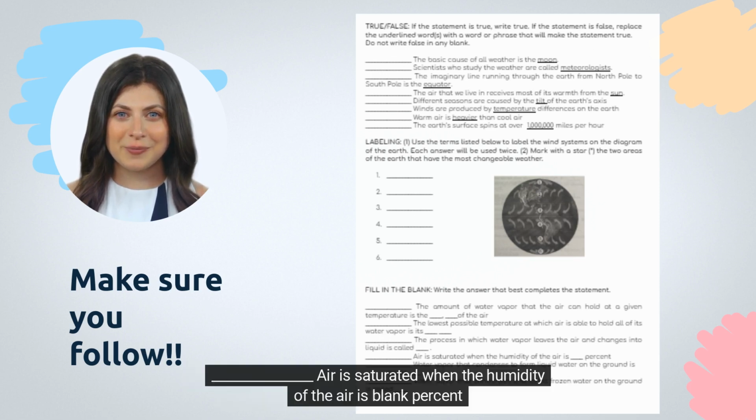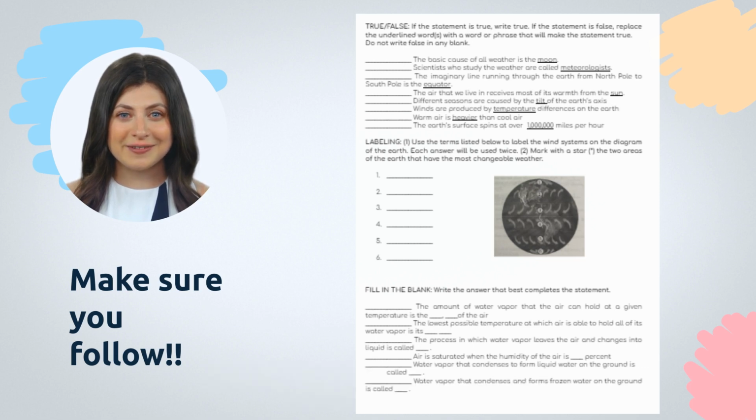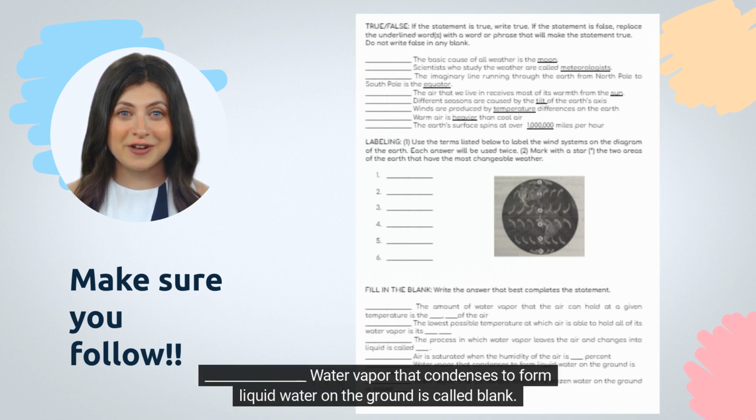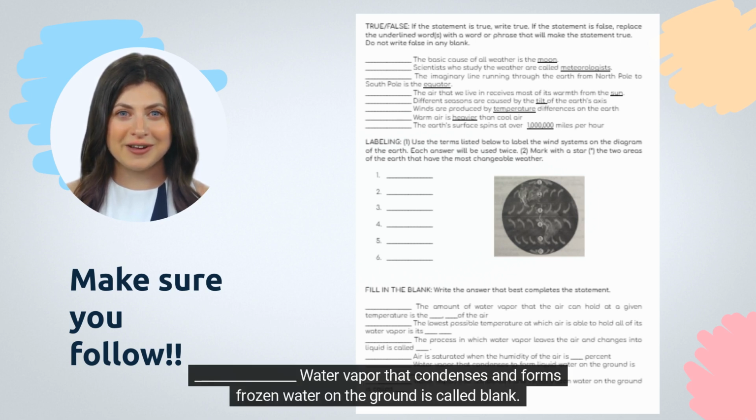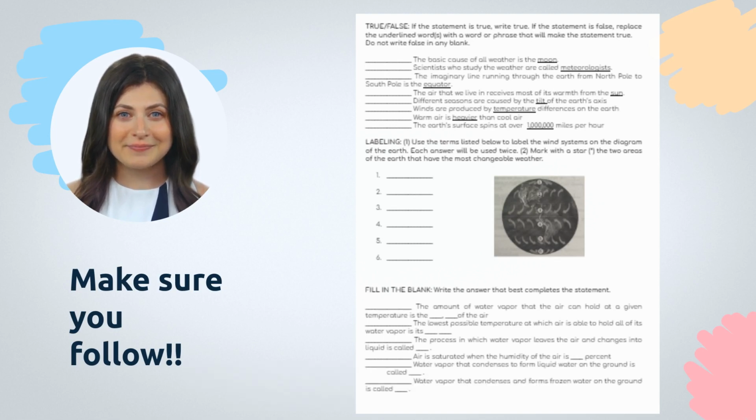Air is saturated when the humidity of the air is blank %. Water vapor that condenses to form liquid water on the ground is called blank. Water vapor that condenses and forms frozen water on the ground is called blank.